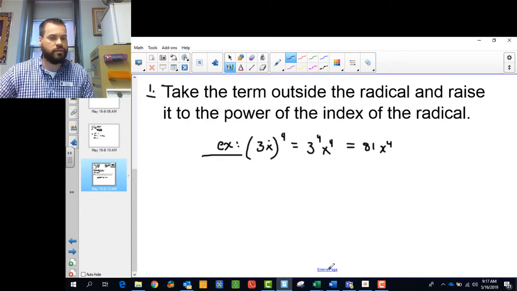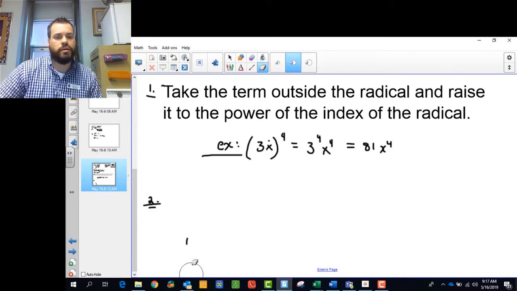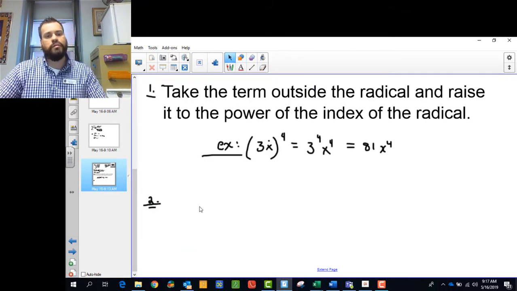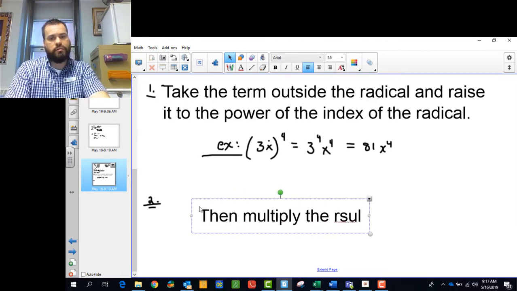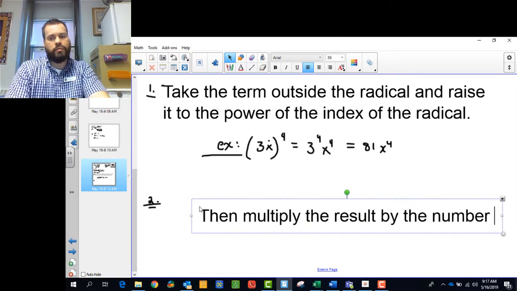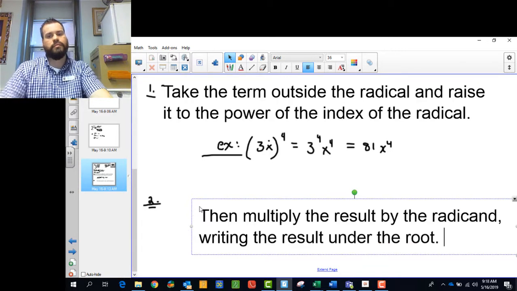Then once we've done that, the second step is to write that inside of our radical. So we'll type this so that you can make out what I'm saying and make it a little bit quicker. But we're going to then multiply the result by the radicand, okay? And we'll say writing the whole thing under the root.